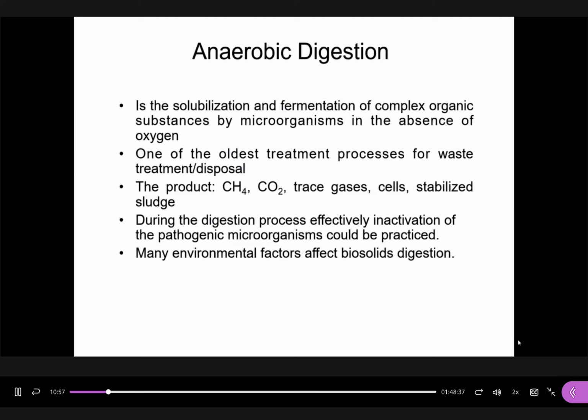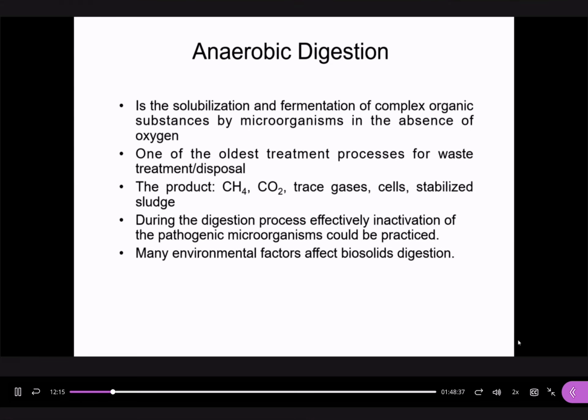Then we'll see very different values. Do you still remember what is Y? What is yield? Yield equals biomass produced, cells produced, right? Over what? Cells produced over substrate consumed. So that's yield. And here we'll see what the yield is for anaerobic treatment. During the digestion process, there is effective inactivation of pathogens. Many environmental factors affect biosolids digestion. We'll learn the environmental factors.